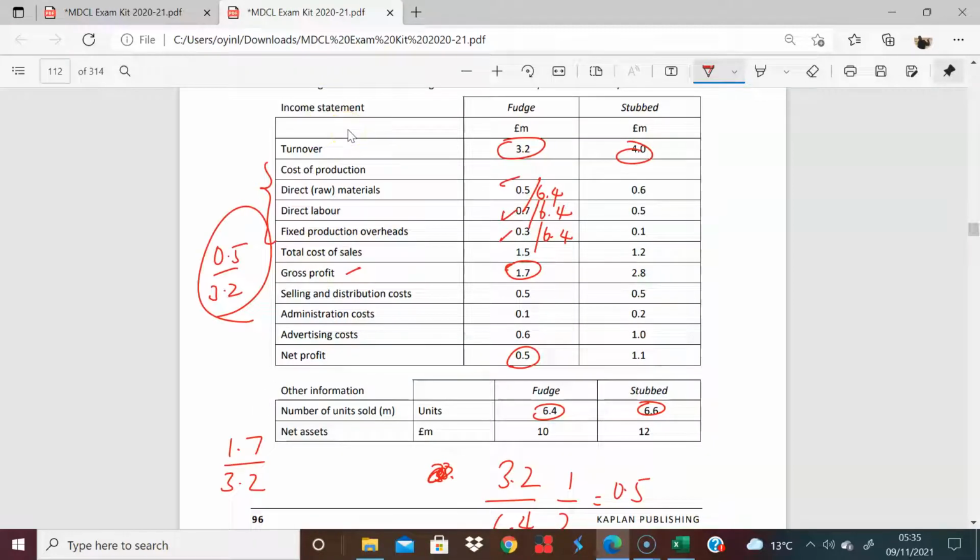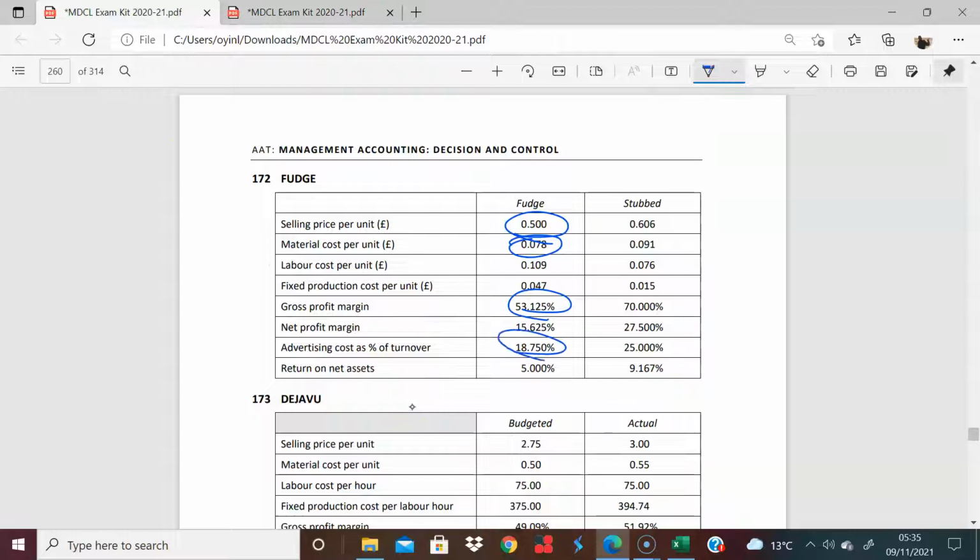Then they want a bit more discussion on advertising. Typically, if your revenue goes up, advertising would go up. We expect it to go up, and it's okay if it does. It's not a problem. The only problem is that we want advertising as a percentage of revenue to fall. That's why we calculate that between years, if you're comparing years. 0.6 divided by 3.2 gives you 18.75, and you have 18.75 here.